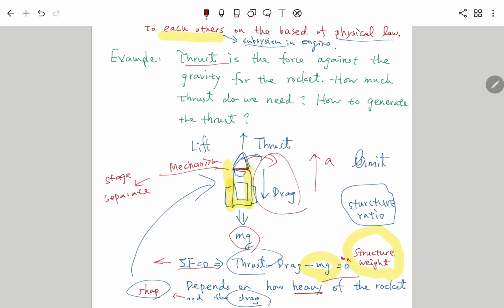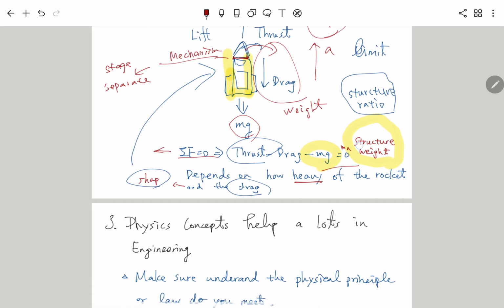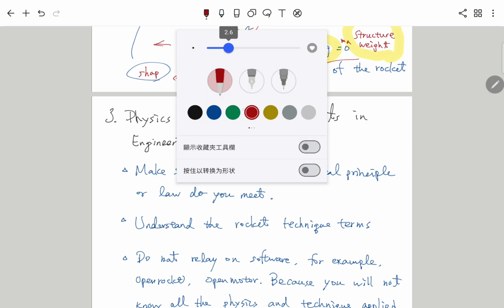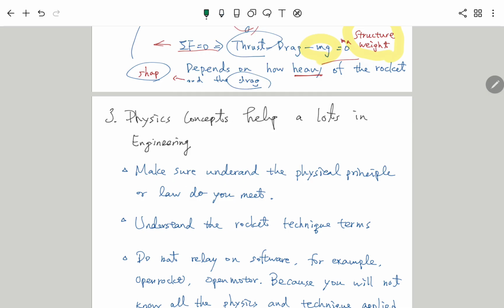More propellant gives you more thrust, but it also increases the weight of the rocket. So we have to consider this ratio of the weight and the thrust. That's very important in the design of the rocket. Okay, so in general speaking, physics concepts help a lot in engineering. Well, basically, I will say in all fields.